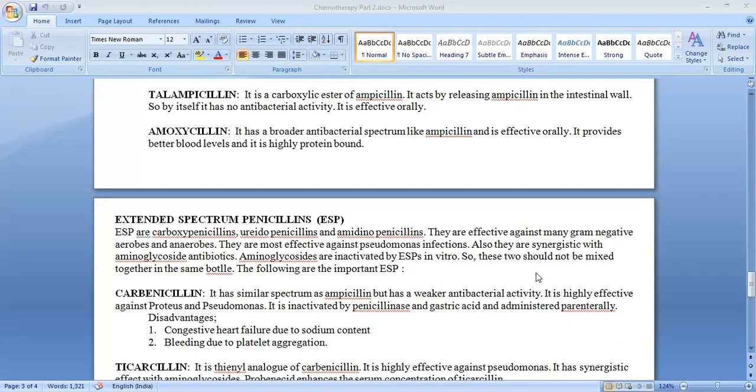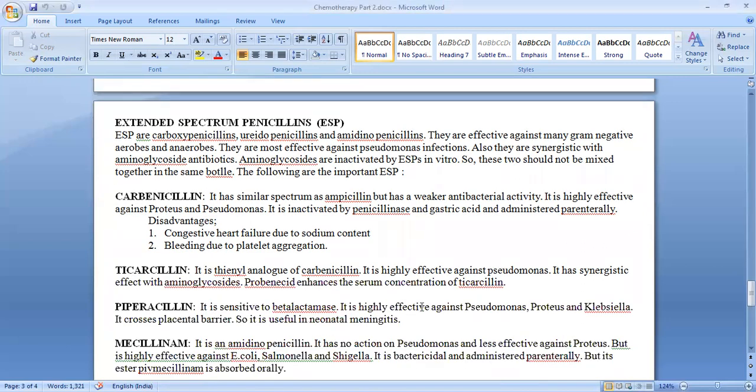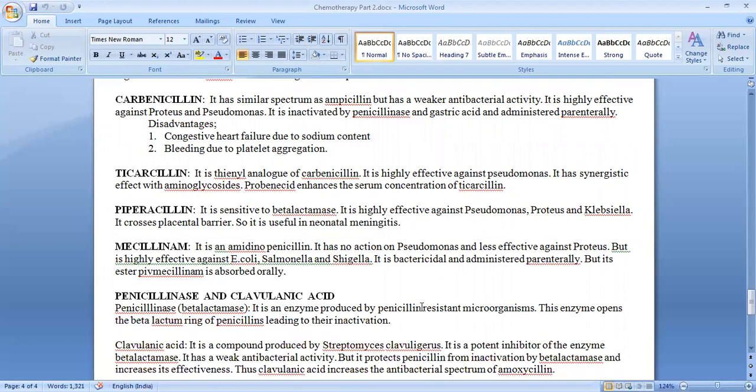So carbenicillin is one example. Then ticarcillin is another example. Piperacillin is also another example. And mecillinam. All these are different kinds of extended spectrum penicillins.